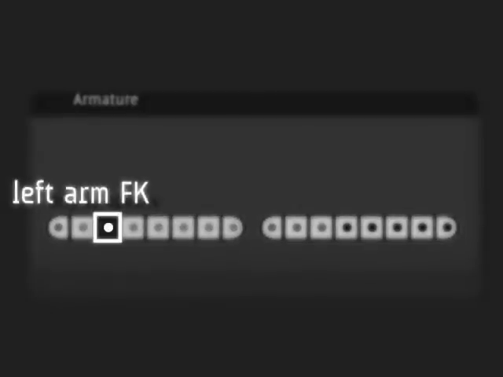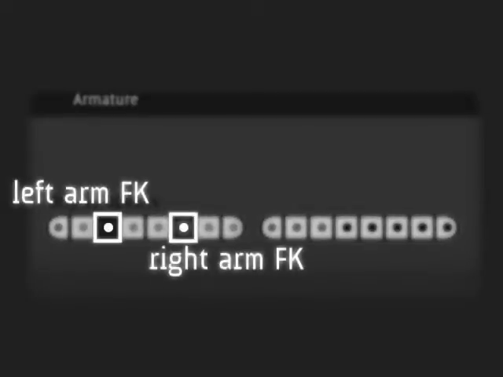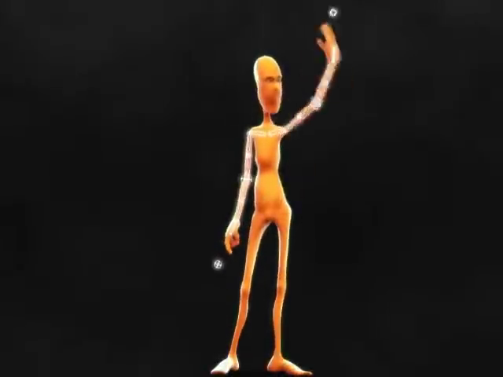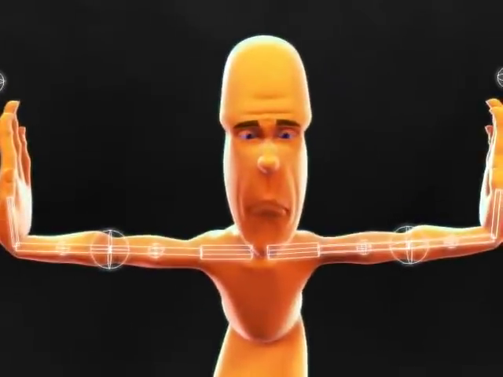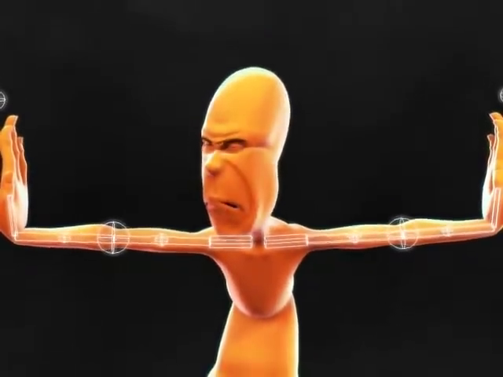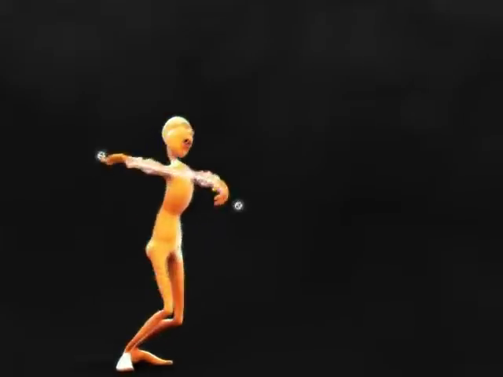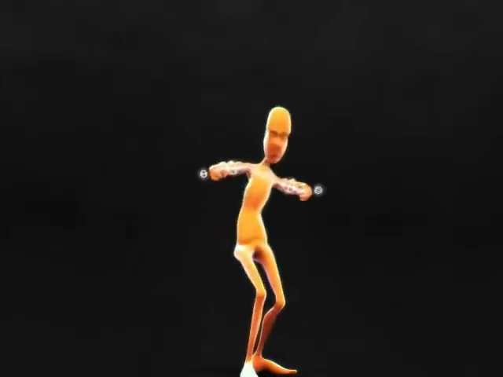FK controls for the arms are on layers 3 and 6 for the left and right arm. Bones can be rotated and scaled. In addition, the balls can be used to bend the arms and shear the hands for extreme animations.